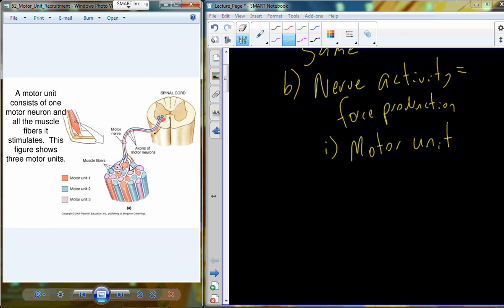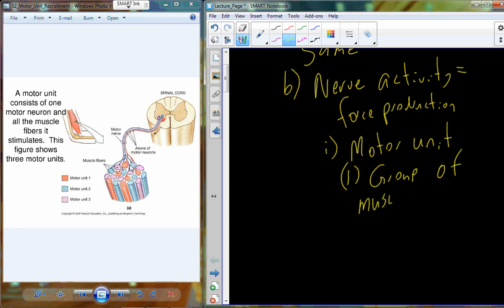If I'm feeding myself with a fork, I probably only want to use a small number of those motor units. When I'm pounding a nail into a board, I'm going to want to use a much larger number of those motor units. So by altering the number of motor units that we recruit, we can change how much force is going to be produced by the muscle. That motor unit is a group of muscle cells that are attached to one nerve. So I have three motor units there, which consist of three individual nerves attached to multiple muscle cells within that muscle.